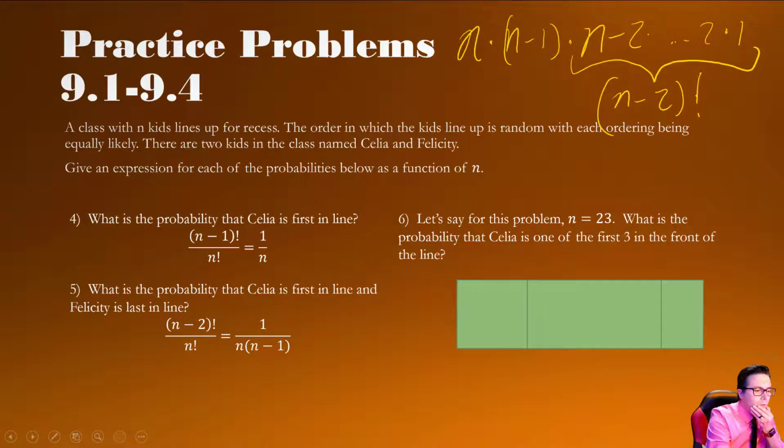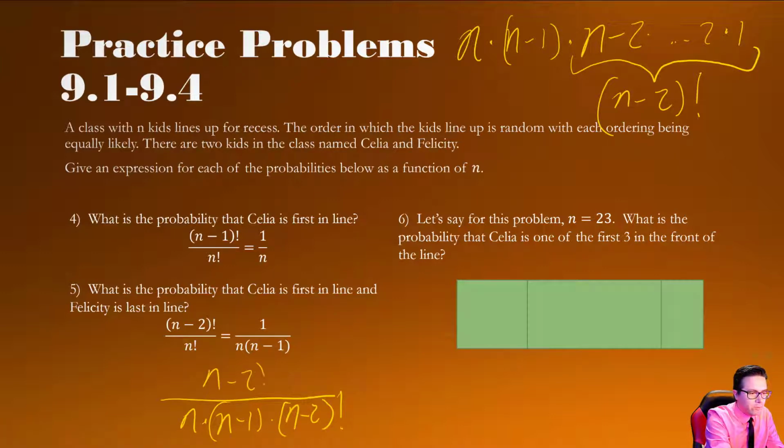So what we can write this N factorial as is N times N minus 1 times N minus 2 factorial, all with the N minus 2 factorial as a numerator. And notice we have a numerator at the top that is N minus 2 factorial, and then in the bottom, in the denominator, we have a factor that's N minus 2 factorial, so they will cancel out, and that's why it's 1 over N times N minus 1, okay?